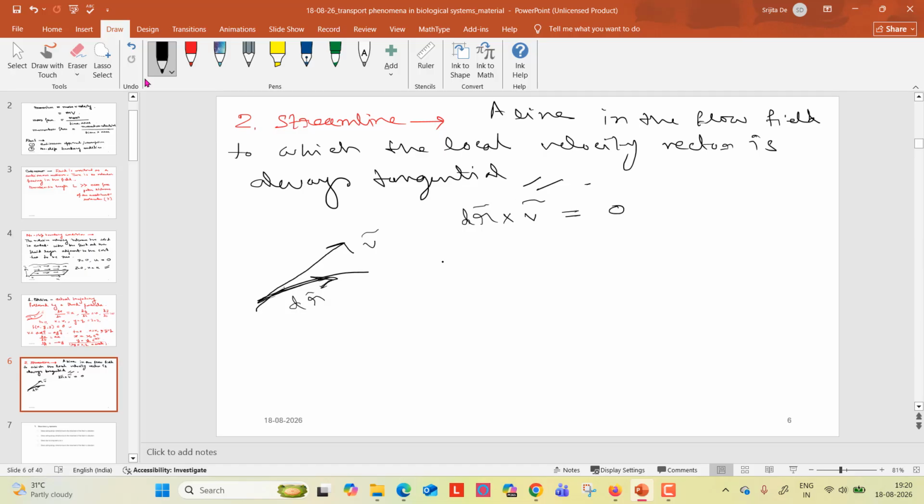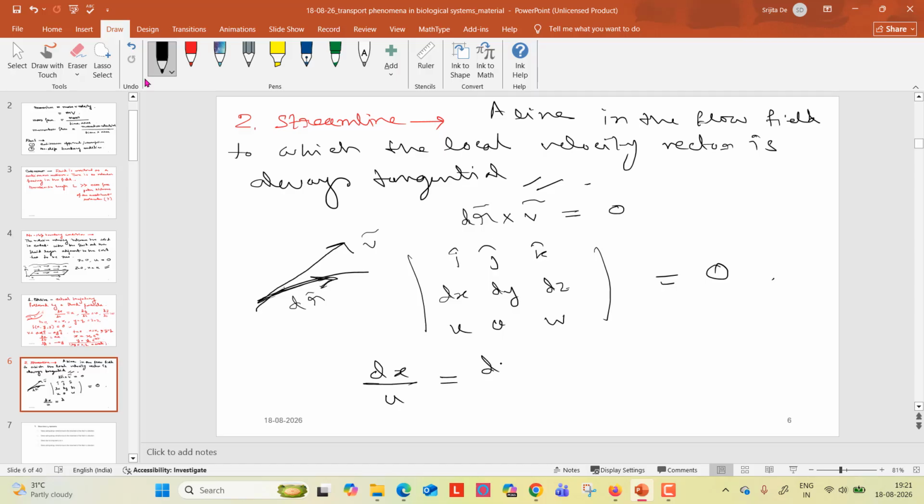So what can we conclude from here? If we express this, it will be i cap, j cap, k cap; dr is dx, dy, dz; and v is u, v, w. This equals 0. From here you can write the condition as dx/u equals dy/v equals dz/w. So this is your condition for a streamline.